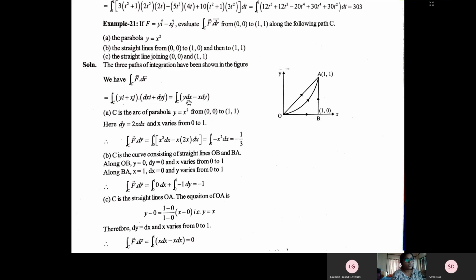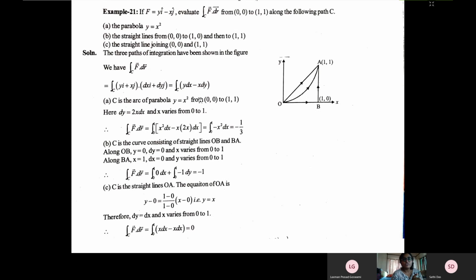So the answer will be y dx minus x dy. Okay. First you have to find the path integral along the parabola y equals x square. So C is the arc of the parabola y equals x square from 0 0 to 1 1. Here dy equals 2x dx, and x is varying from 0 to 1. So in place of y, convert it to x, and in place of dy, convert it to dx.